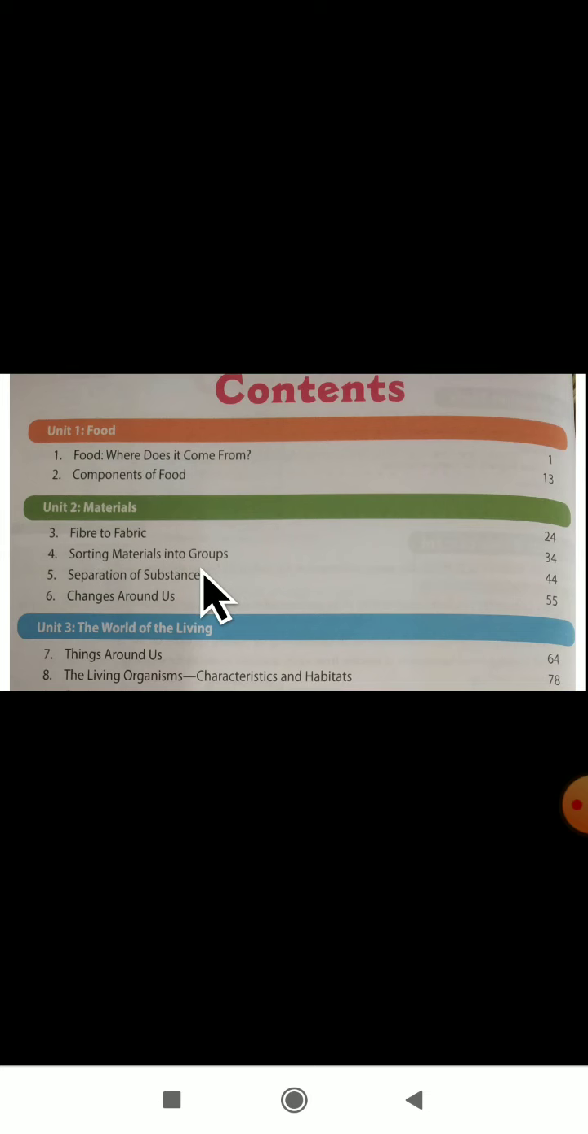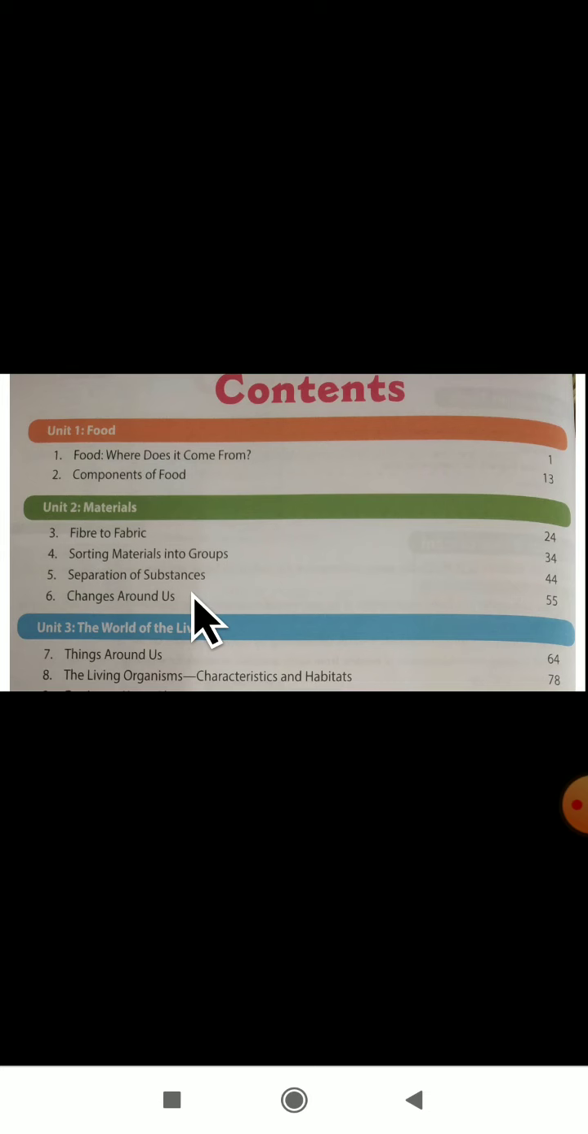Dear students, the next lesson is separation of substances. In this lesson we are studying the composition of materials, how the materials are made up of. We will study atoms, elements, molecules, compounds and mixtures. All these things we are going to study in this fifth lesson, that is separation of substances.